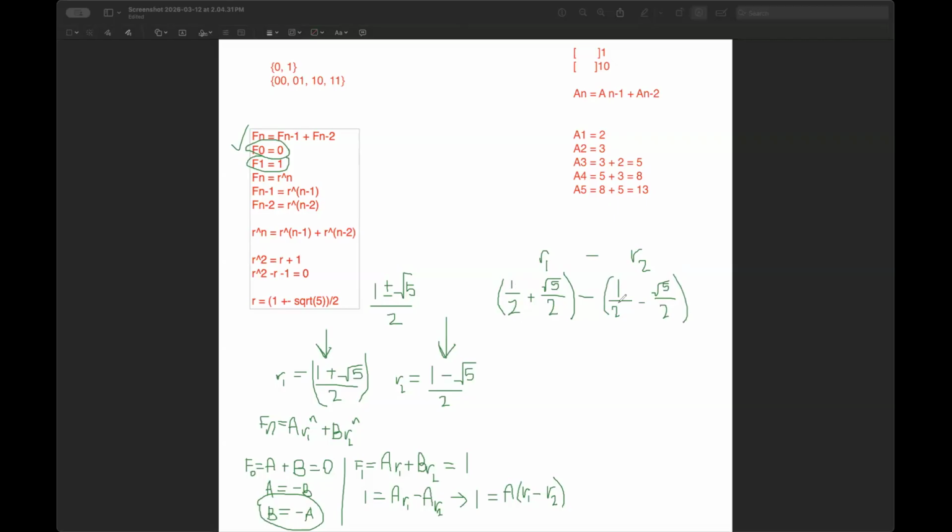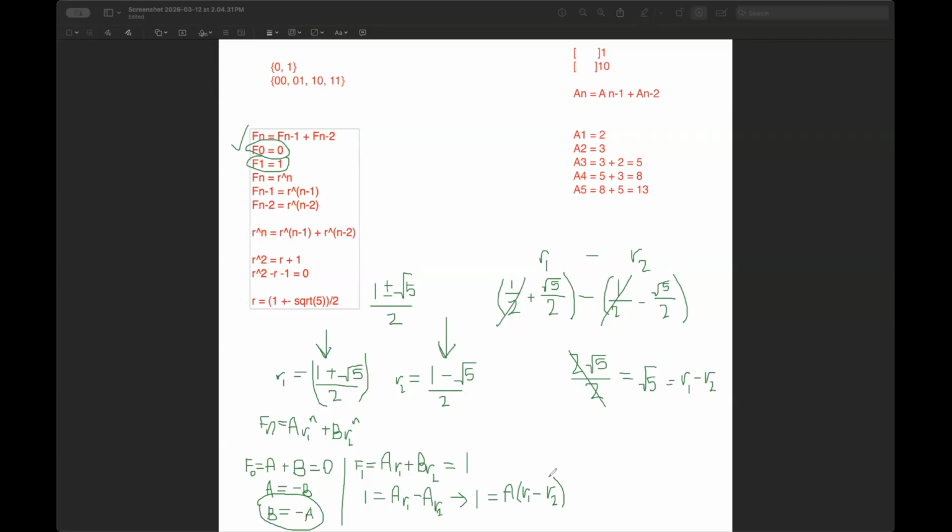So if I have 1/2 minus 1/2, then these are going to cancel out. And if I have square root 5 over 2 minus negative square root 5 over 2, minus a negative is just plus, so I have 2 square root 5 over 2. You see how we did that, right? So root 5 over 2 minus negative root 5 over 2 is 2 root 5 over 2. The 2's cancel out. And I can say that square root 5 is equivalent to what this whole expression was, which was r sub 1 minus r sub 2. Right? So far, that's good.